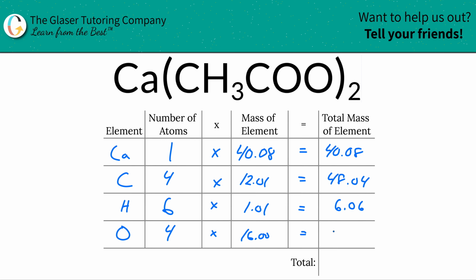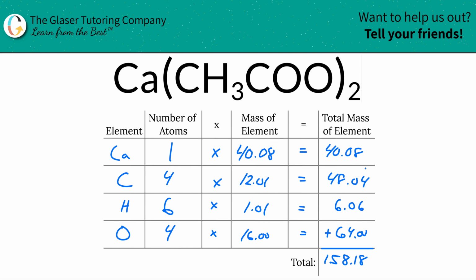And then for oxygen, we have 64. All right. And then to find the total mass now of the entire compound, all it is, sum this column on up. When you sum it all together, it's going to be 158.18. And remember, we're finding percent composition, so this was the first step to find that total mass.